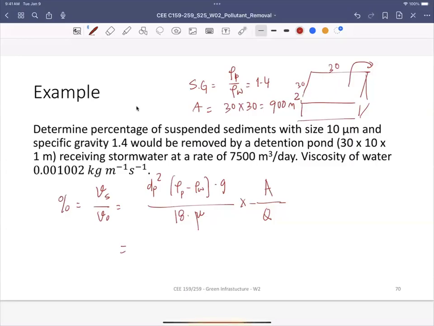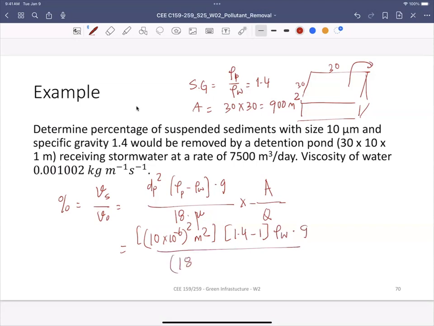If you put in the values, dp is given as 10 microns, which is basically 10 times 10 to the power minus 6 meters, squared, in meter squared. It's important to write all the units. Now the density of the particle is 1.4 times the density of water, so that means it is 1.4 minus 1, times the density of water, times g, divided by 18. The viscosity is given as 0.001002 kilogram per meter per second. And then the flow rate is 750 cubic meters per day.